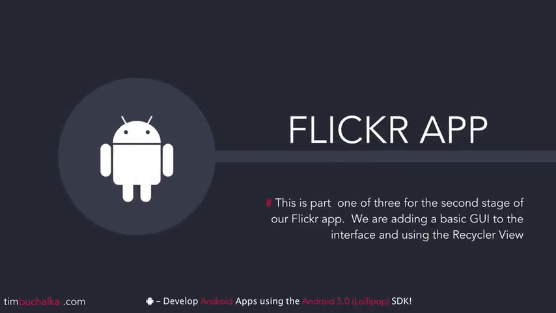So this is part 2 of our Flickr application, and it's actually a 3-part set of videos to complete this. What we're doing is we're adding a basic graphical user interface to this application using the recycler view so that we can get our photos listed. We can show thumbnails on the screen and scroll through them and see a title associated with that as well. So this is video 1 of 3 of this section.